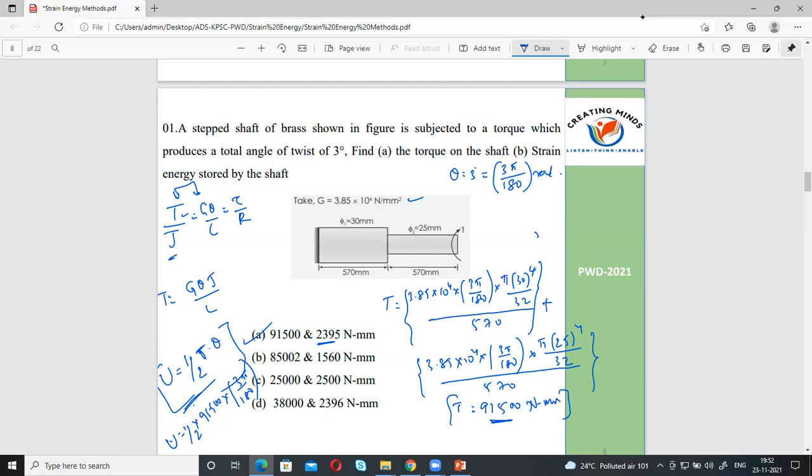Now for this MCQ part, you just follow whatever I am saying. Okay, clear? Yes, sir. We'll move on to the next question. Any doubt in this question?